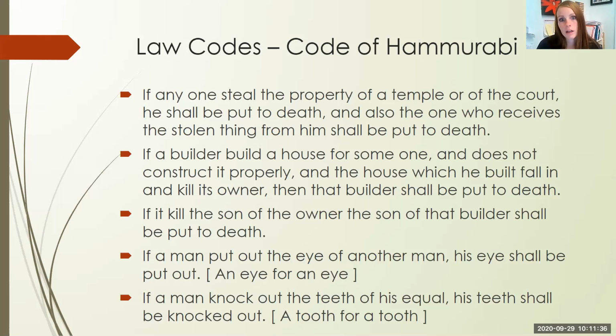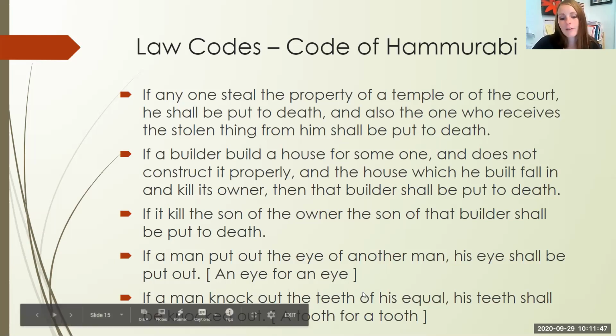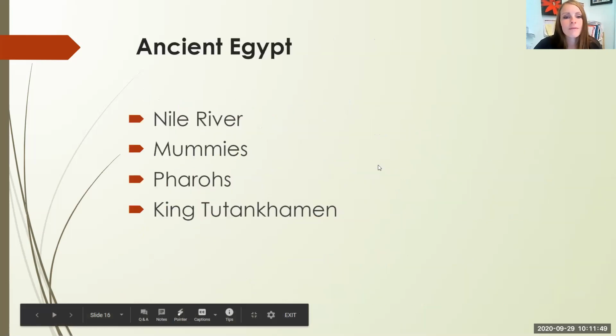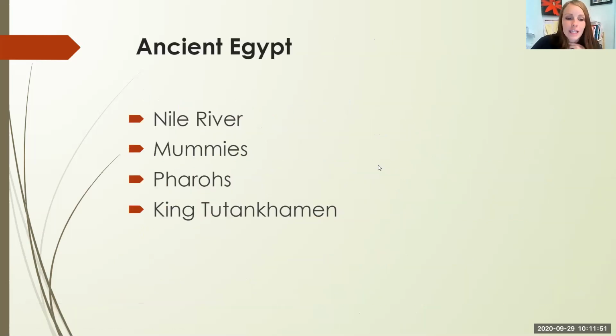He had a lot of rules. He had pages and pages of rules like this. Some of them are weird, but he's the one who developed that eye for an eye, tooth for a tooth kind of thinking. All right, ancient Egypt.